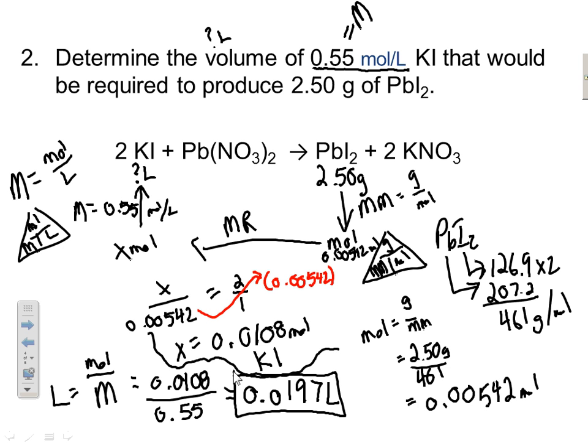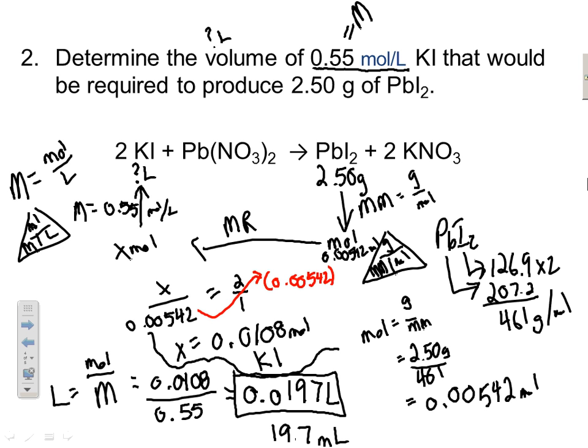All right? Now that's in liters, and you don't have to convert it, but if we move the decimal place over 3, 1, 2, 3, we get 19.7, and that turns it back into milliliters. All right, so it took 19.7 milliliters of this solution to produce 2.5 grams.